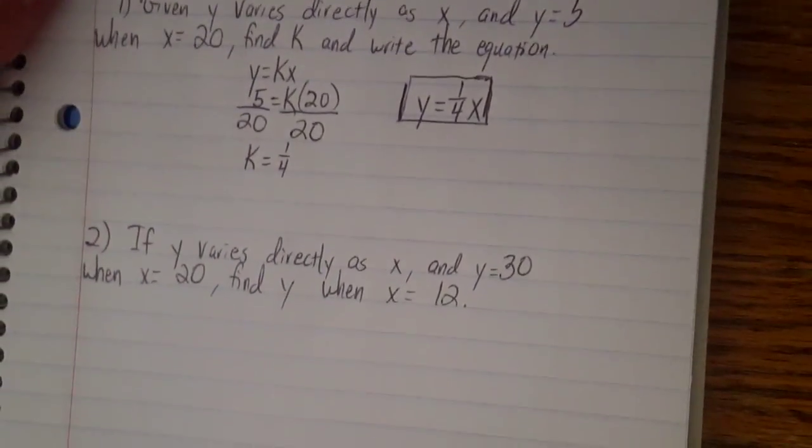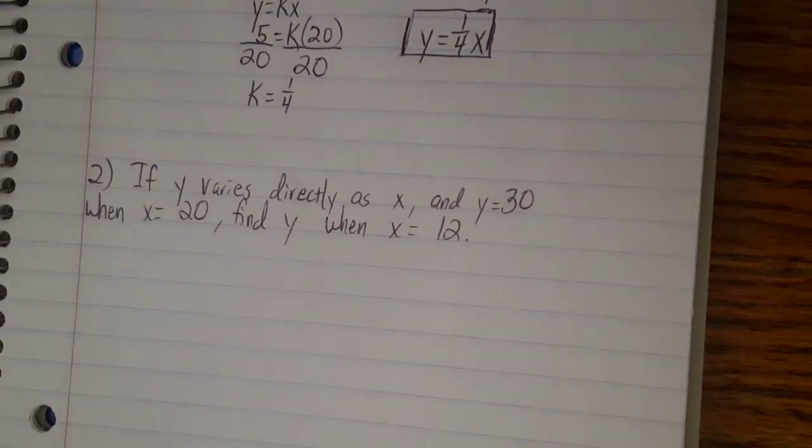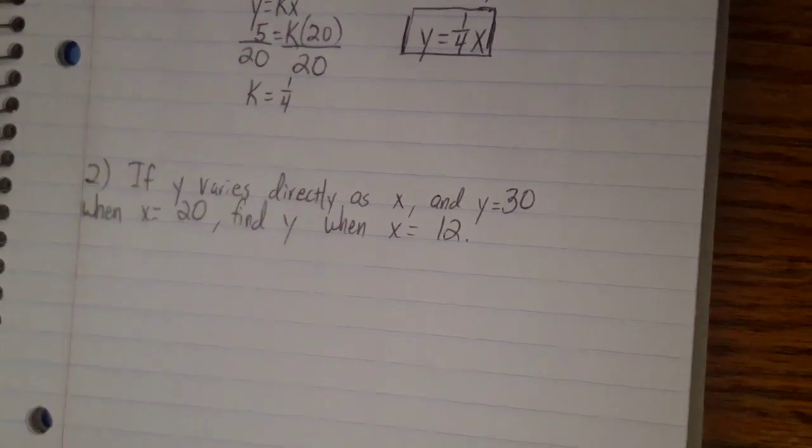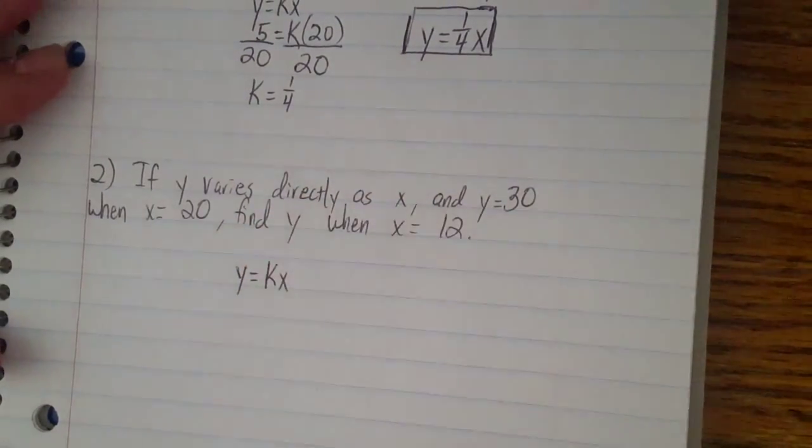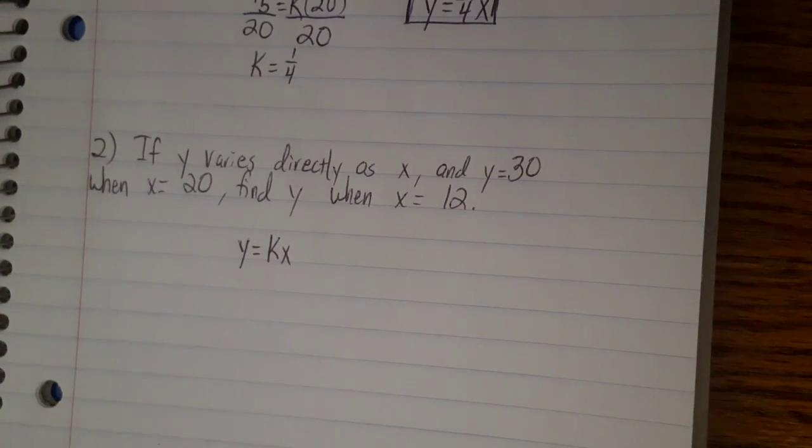Okay, next problem. In the same spirit, if y varies directly as x, so just off of that line, I can automatically start off by writing the equation that's associated with direct variation, y equals kx. And y equals 30 when x equals 20. Find y when x equals 12. Okay, this is a similar problem, even though it might seem a little different. So what I'm going to do first is figure out what my value for k is. That's the thing about direct variation. k will always be the same. So let's go ahead and find what k is, and then we can go on from there.